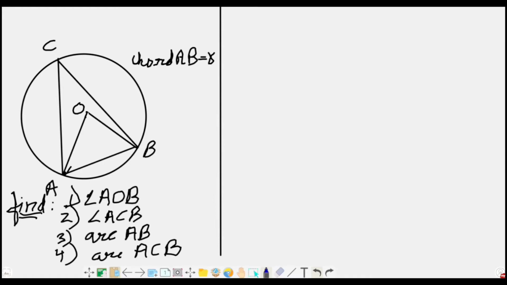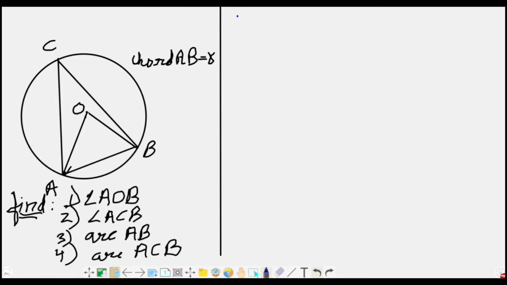Now students, let's solve one more sum. In the given figure, O is the center of the circle. OA and OB are the radii of the same circle. AC, BC and AB are the three chords which together form a triangle. Chord AB is given as R. Based on that, four things are asked: angle AOB, angle ACB, arc AB, arc ACB.